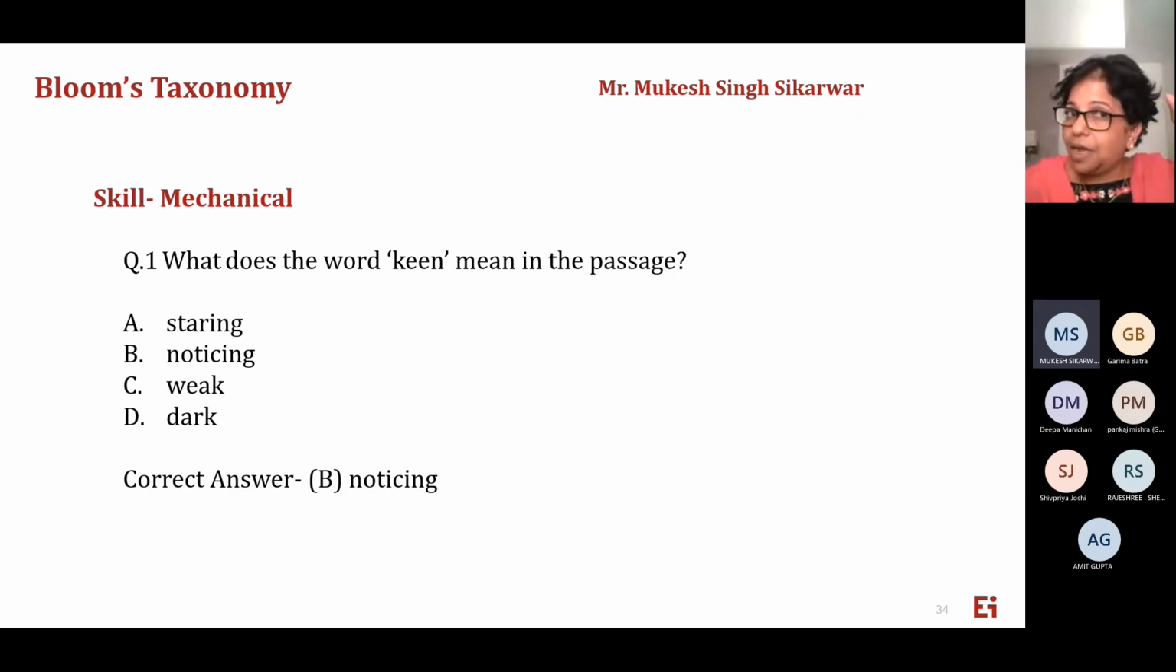Go ahead. When you're doing this, you can actually categorize it as a low difficulty question, because you can eliminate the options very easily since they are not related to keen. Another dimension of the question is whether it is an easy, medium, or high difficulty level question. So you can call it mechanical and easy level because you can eliminate the options easily. That's just an additional point.